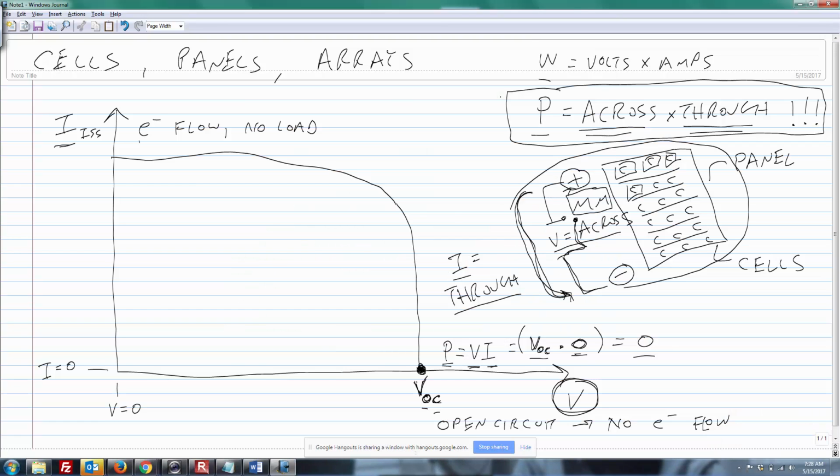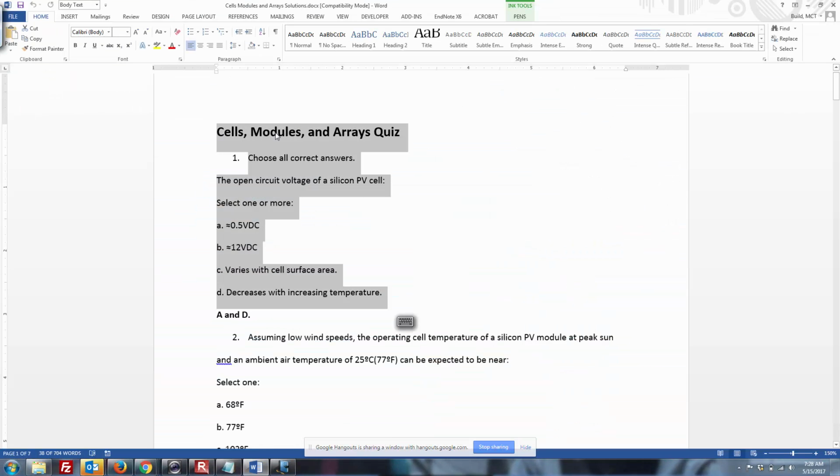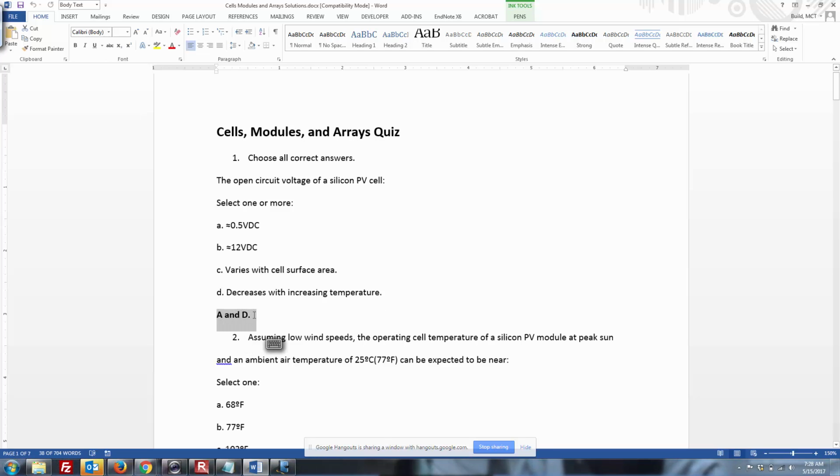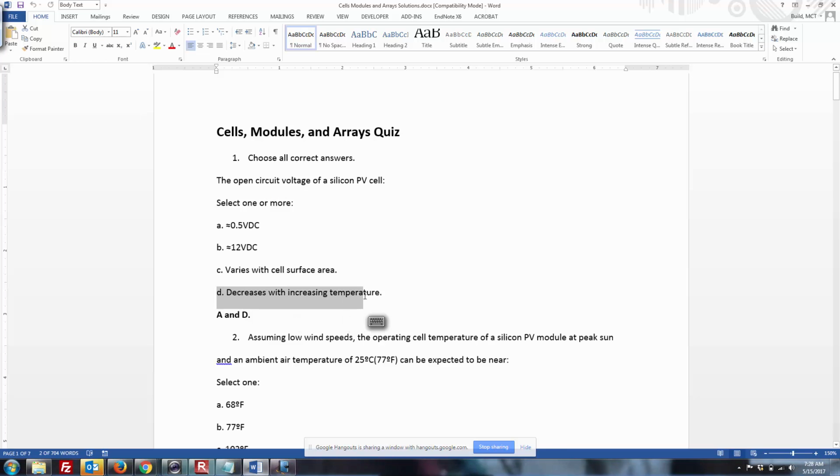So I'm going to go back to the question. So here's the question in Microsoft Word. It says choose all the correct answers. Open circuit voltage in a PV cell is either half a volt, 12 volts, varies with the cell surface area, or decreases with increasing temperature. So as it turns out, A and D are both correct. And what I want to do is show you some fundamentals of the cells first so we can get to this answer, and then we'll get to this answer.